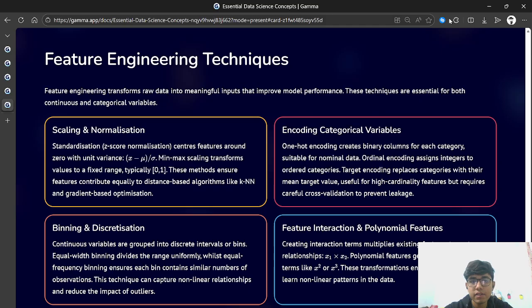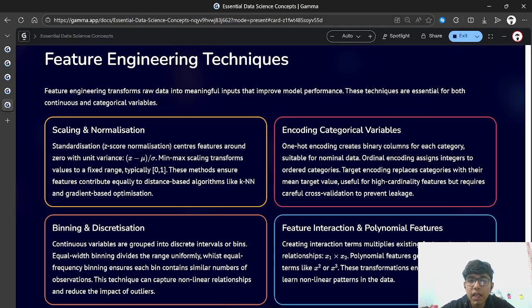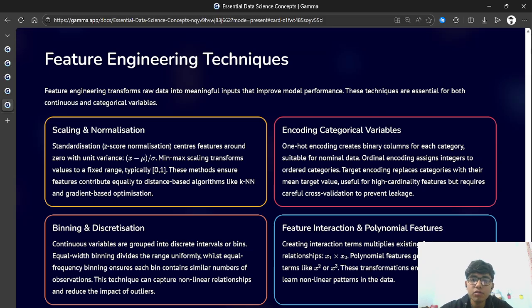Another technique is binning or discretization. Here we take a continuous variable and convert it into a set of categorical bins. For example, if we have the age variable, we may convert it into ranges such as 0 to 18, 19 to 35, 36 to 60, and 60 plus, and so on. This simplifies complex distributions, reduces the effect of outliers and helps certain models capture nonlinear relationships.